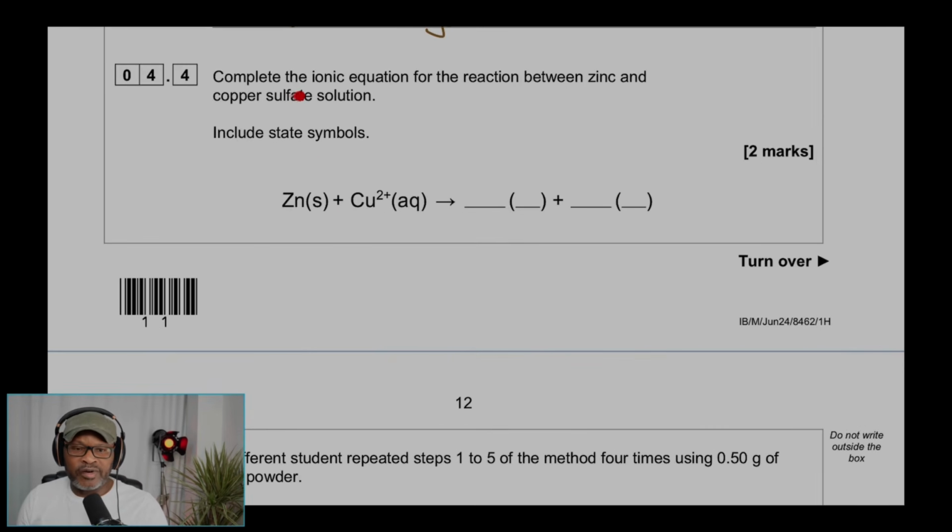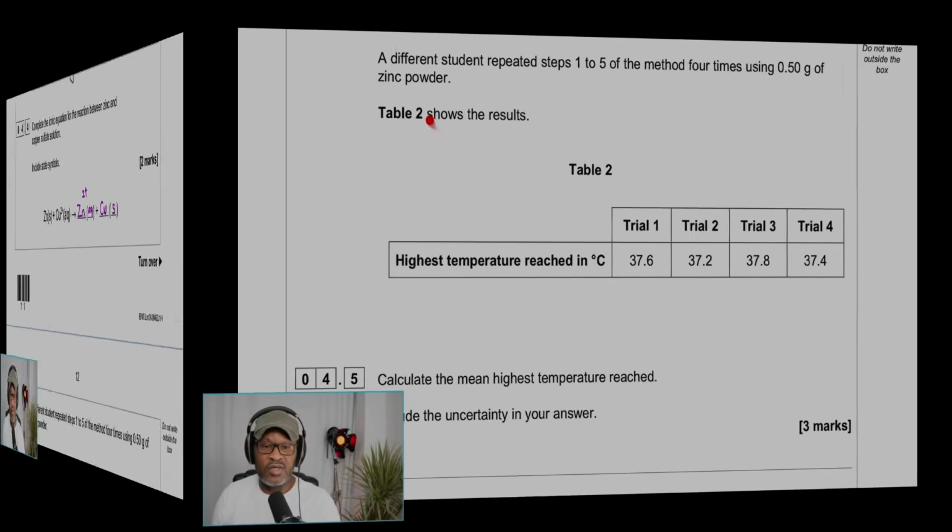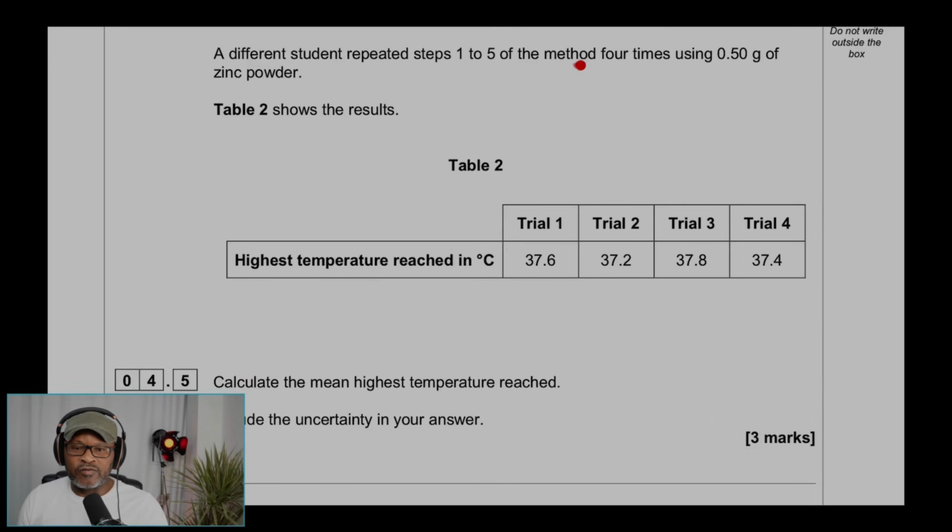Question 4.4. Complete the ionic equation for the reaction between zinc and copper sulfate solution. Include state symbols. So we have zinc solid plus copper 2 plus aqueous. That will give zinc 2 plus aqueous plus copper solid. 2 marks, 1 for that and 1 for that. A different student repeats steps 1 to 5 of the method 4 times using 0.5 grams of zinc powder. Table 2 shows the results. Here's table 2. So you have the highest temperature reached in degrees Celsius: 37.6, 37.2, 37.8, 37.4.